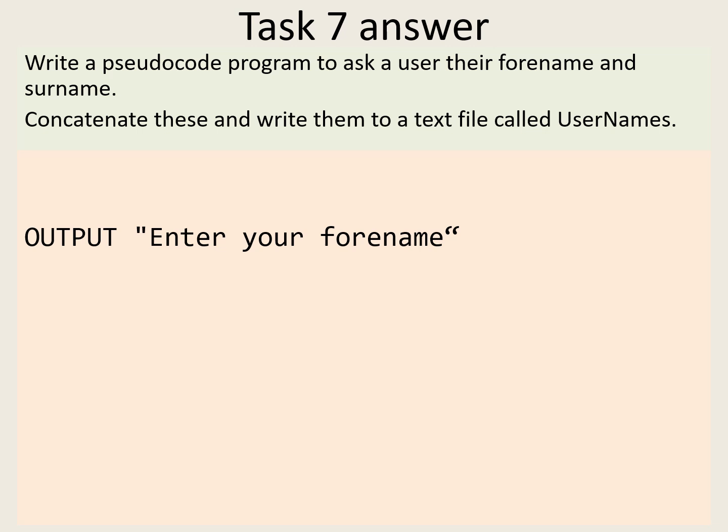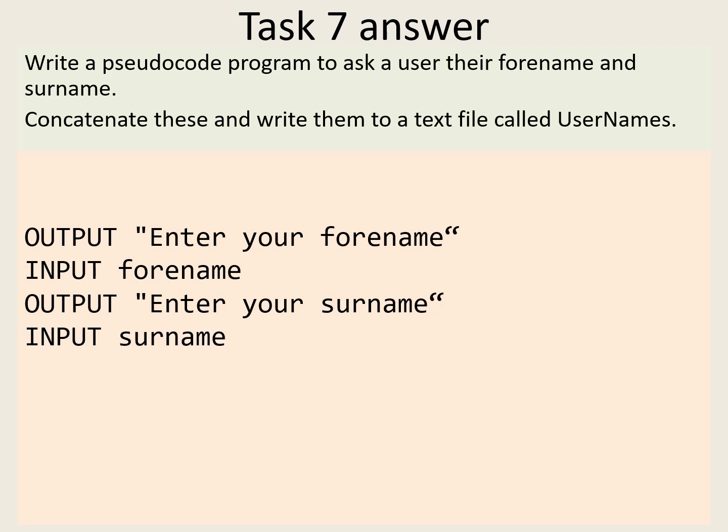So first thing we need to do is we need to ask the user for their forename and surname. So let's ask them to input their forename. Let's ask them to input their surname. So I created two variables here. What I'm going to do next is I'm going to put those two variables together, and I'm going to assign them to a new variable.